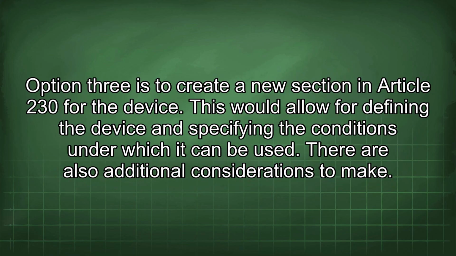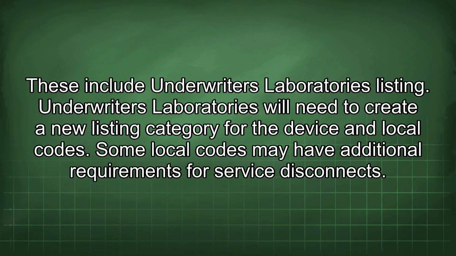Option 3 is to create a new section in Article 230 for the device. This would allow for defining the device and specifying the conditions under which it can be used. There are also additional considerations to make. These include Underwriters Laboratories listing. Underwriters Laboratories will need to create a new listing category for the device, and local codes. Some local codes may have additional requirements for service disconnects.